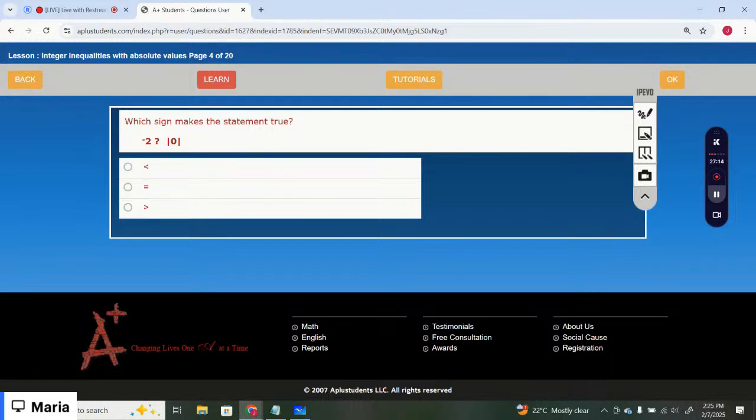Negative 2, you have to compare it to absolute value of 0. So absolute value of 0 is 0. Negative numbers are always less than 0. So the correct option is less.